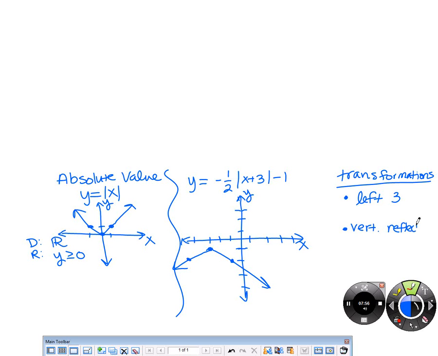And everything we're listing here, even though we didn't use it to plot this graph, you should still see that it took place. You can see from the parent function that the whole graph shifted left 3. You can see that it faces downward instead of upward, so that's the vertical reflection. What is the 1/2 going to cause? It's vertical, and then we have to decide whether it's a stretch or compression.